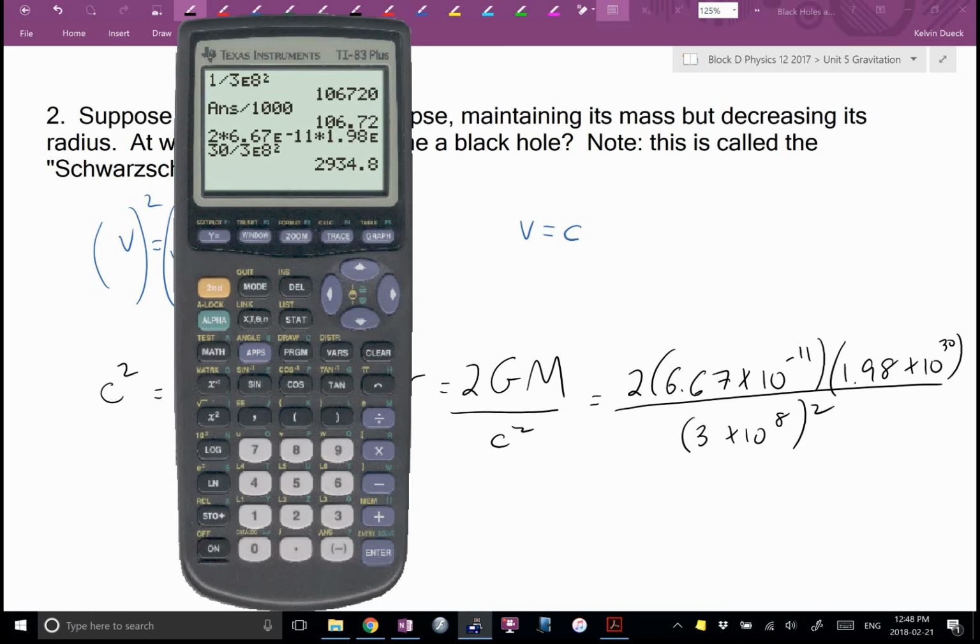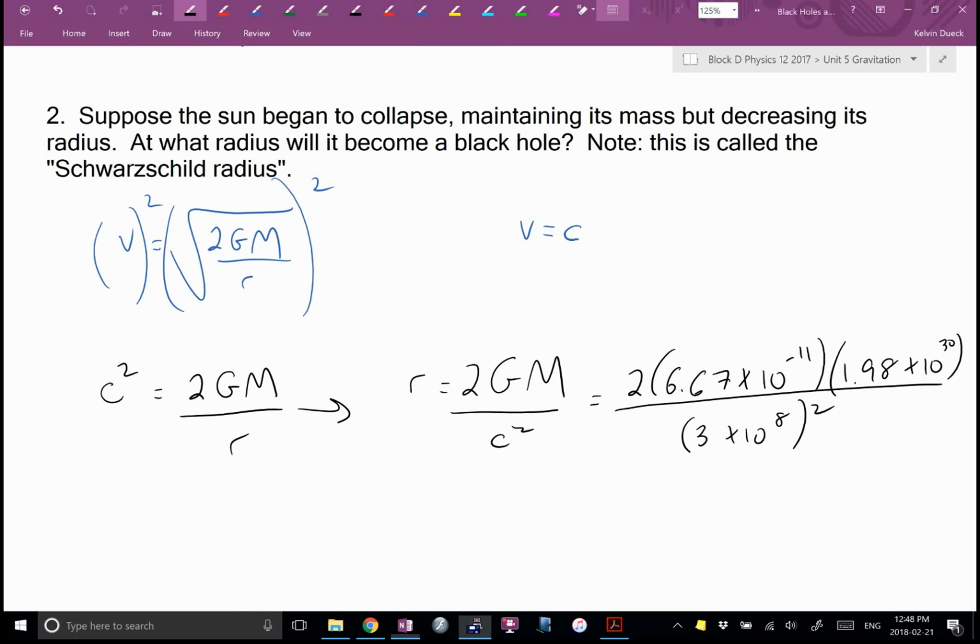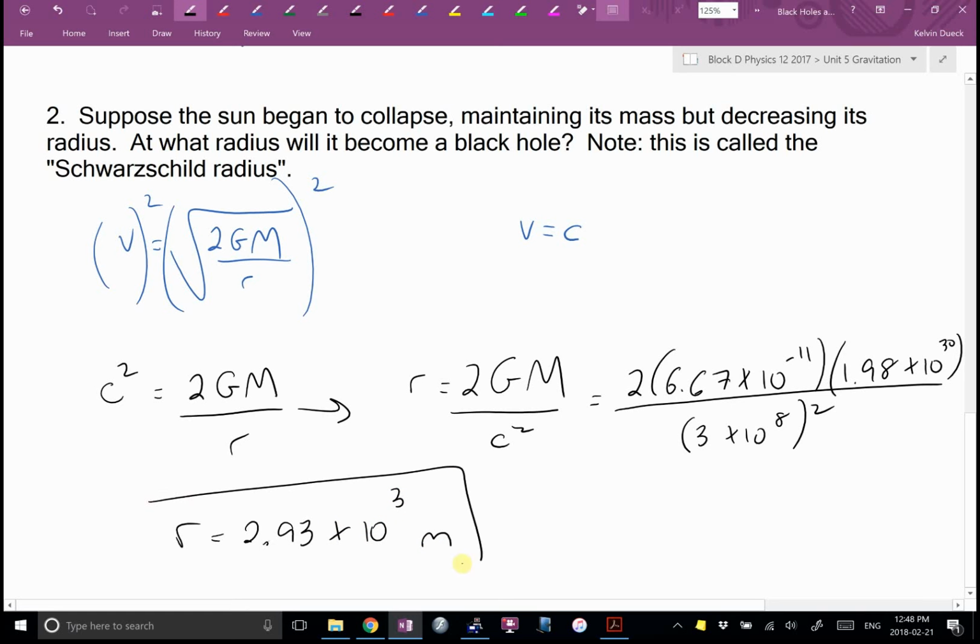Okay, if we wanted it to become a black hole, how dense would we need to compress the matter? Well, from here to what? The library? That's probably about 3 kilometers-ish. Cram the sun into there. 2.93 times 10 to the 3rd meters.